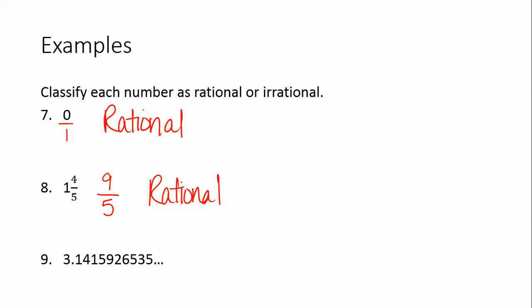And in example 9, be careful here with decimals. This is pi, but notice the dot, dot, dot. That means it would continue on. You don't see a pattern here. Digits don't repeat in a pattern, and it appears to never end because of the dot, dot, dot. So pi, again, is irrational.